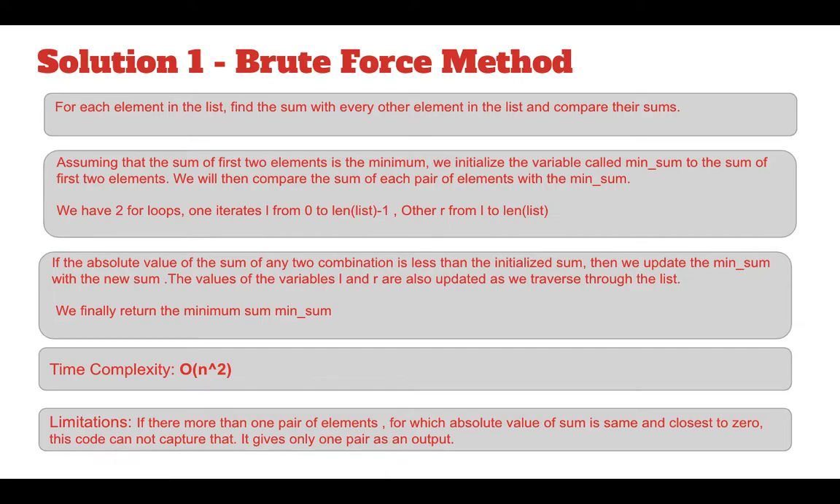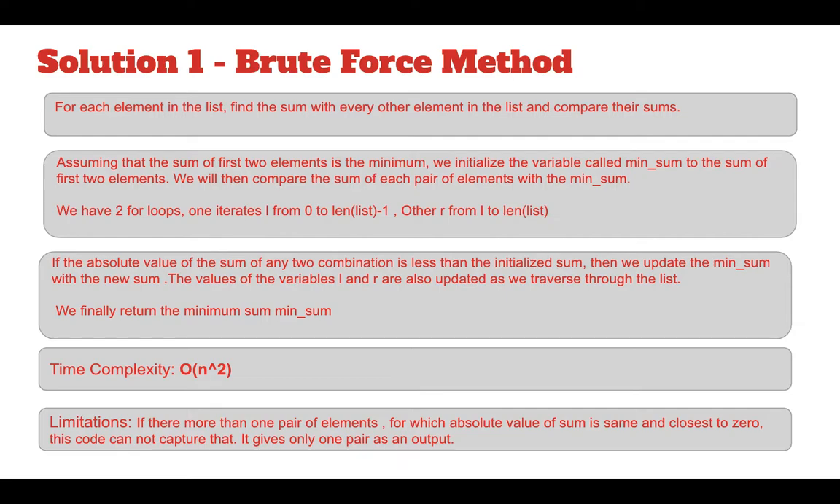One will iterate from 0 to length of the list minus 1, that is the outer for loop, and the inner for loop iterates from the index of the outer for loop L to the length of the list. So if the absolute value of the sum of any combination of elements is less than the initialized sum, then we'll update the minimum sum with the new sum. The values of the variables L and R are also updated as we traverse through the list. We'll finally return the minimum sum as the min_sum variable. The time complexity of this brute force approach is n square.